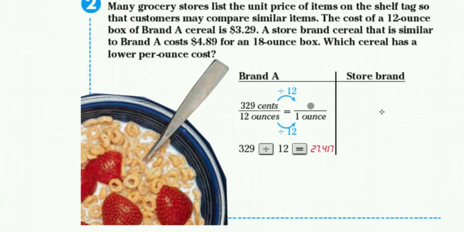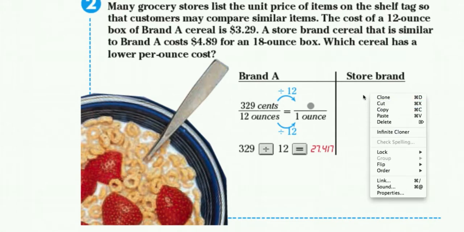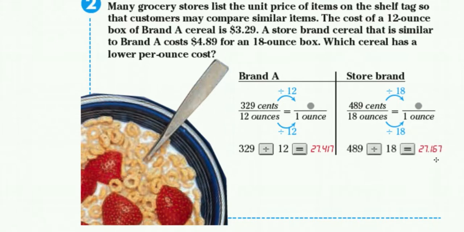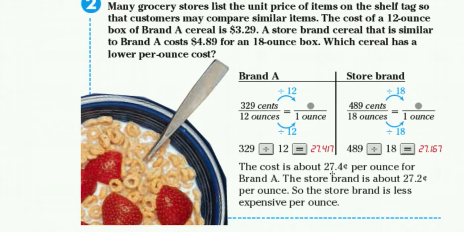In the store brand, it's 489 cents per 18 ounces. To be able to make this into a unit rate, we need to divide the denominator by 18. And that's the reason why we need to divide the numerator by 18 as well. Using a calculator, it's 27.17 cents per ounce.